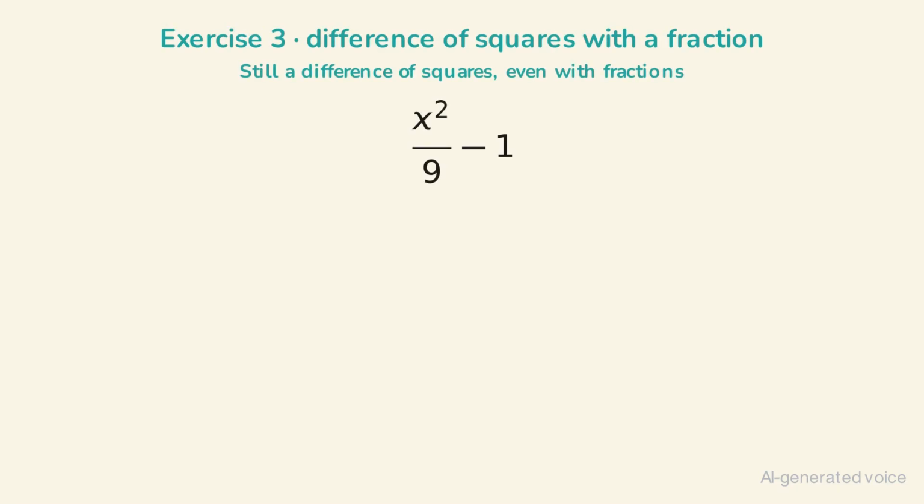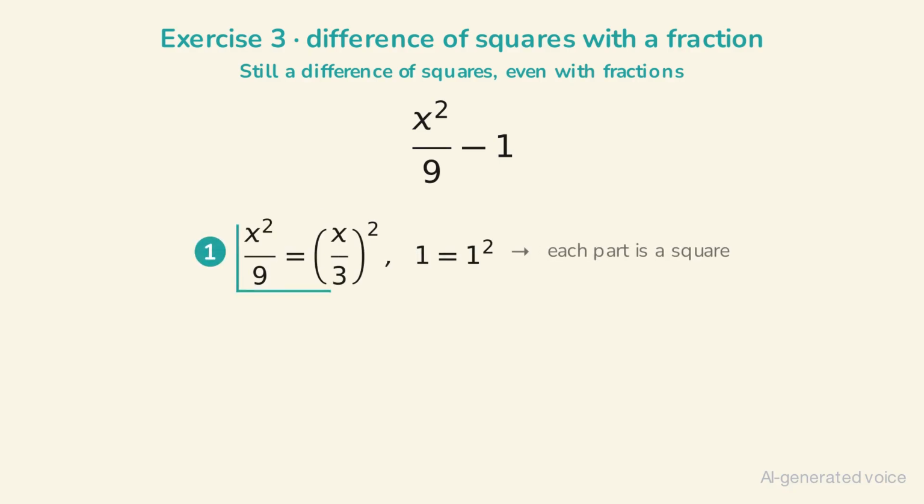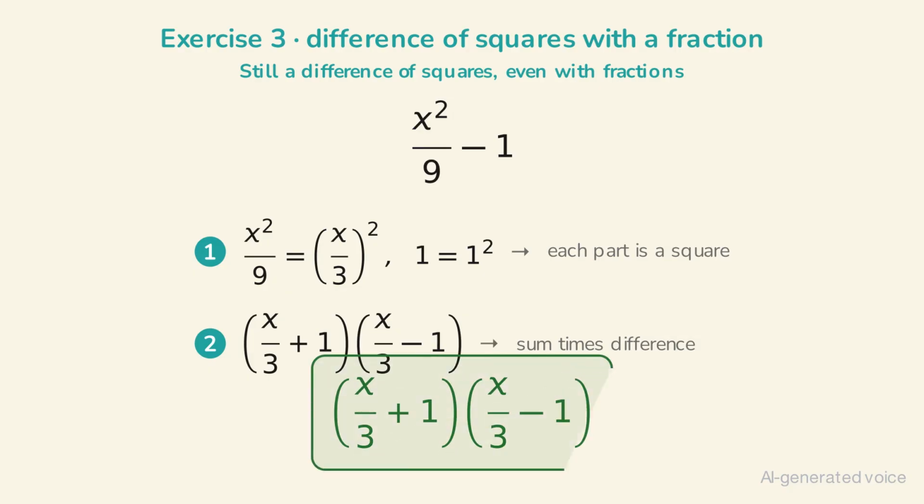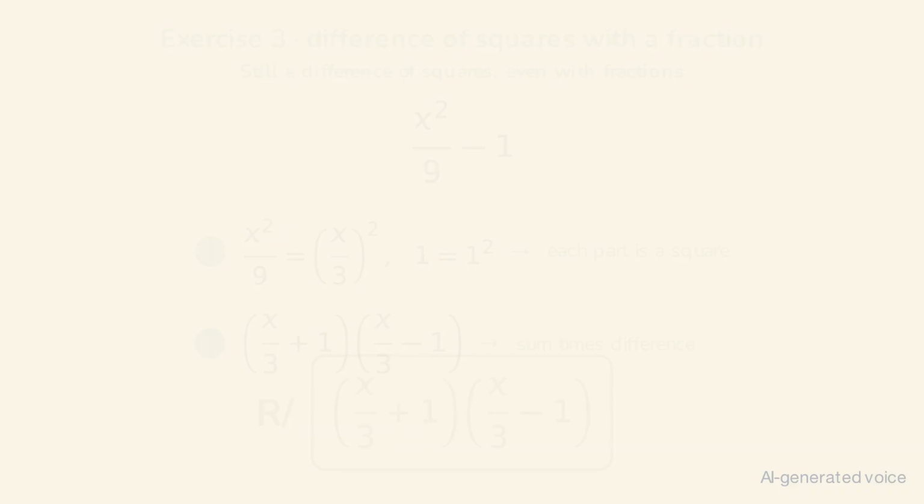Let's go up a bit. Now with fractions. Let's factor x squared over 9 minus 1. It looks odd, but it's the same difference of squares. Notice x squared over 9 is (x over 3) squared, and the 1 is 1 squared, so it's a sum times a difference, (x over 3 plus 1) times (x over 3 minus 1). That's the answer. The fraction doesn't change the method, just the looks.